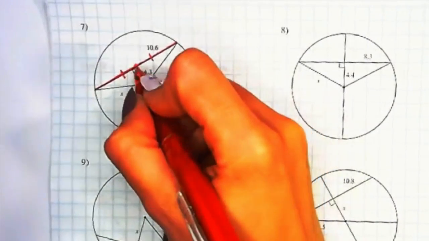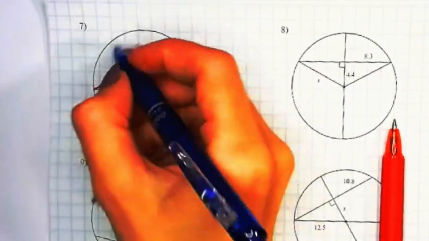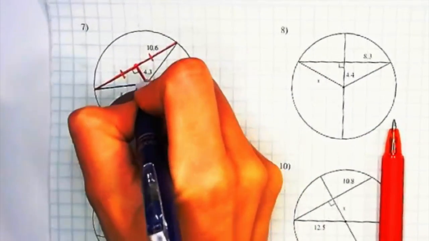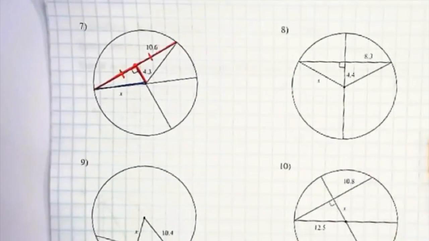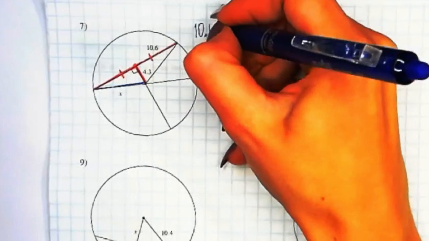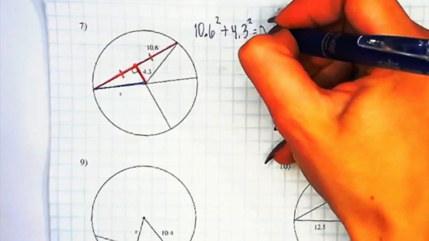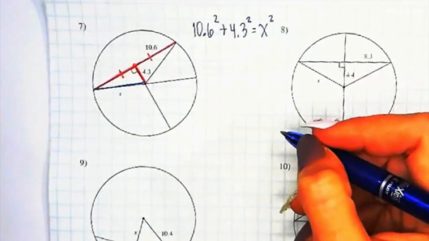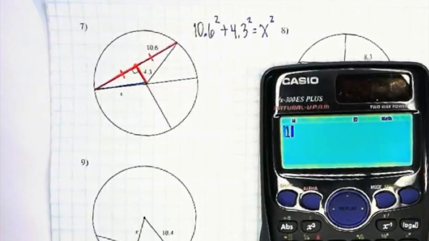If this is 10.6 and this is 4.3, how can we figure out the length of x, which happens to be the radius? We can use what we just spoke about a moment ago. We can use the Pythagorean theorem. So 10.6 squared plus 4.3 squared is equal to x squared. Now, just to save a little bit of time, I'm just going to go ahead and put that in the calculator. 10.6 squared plus 4.3 squared.